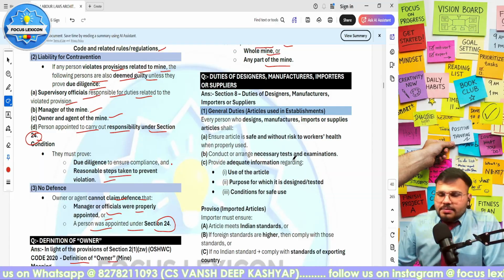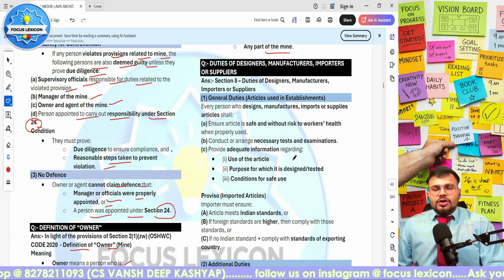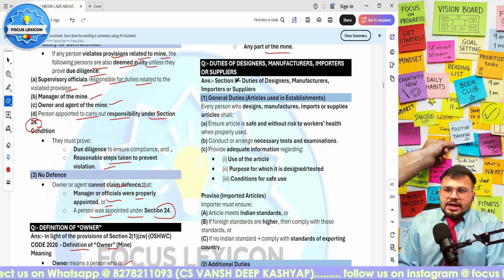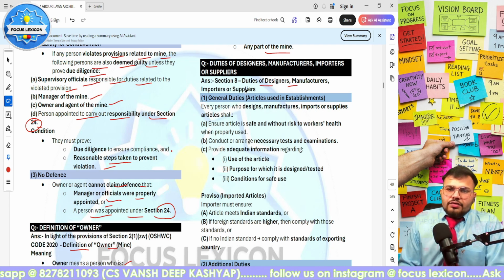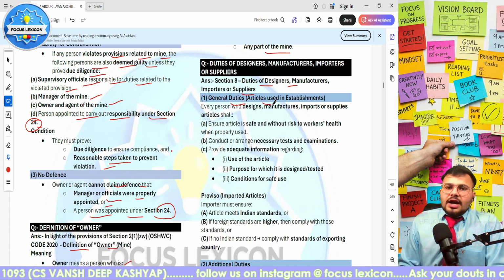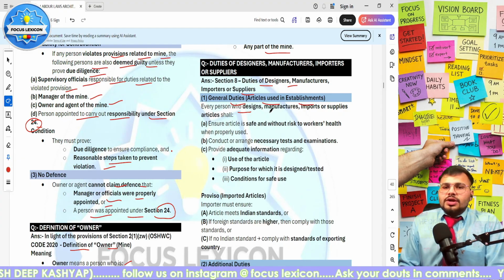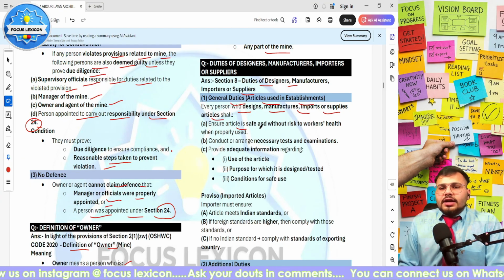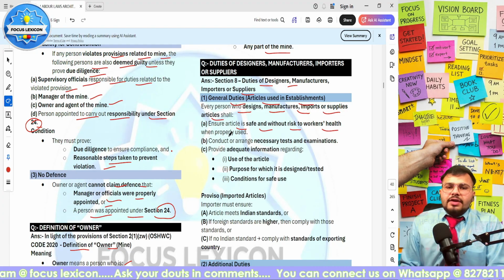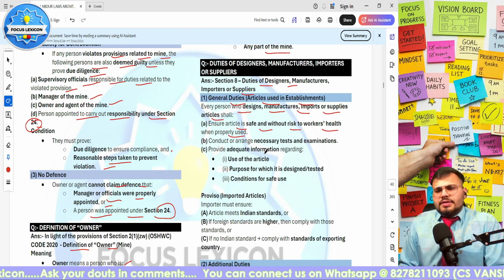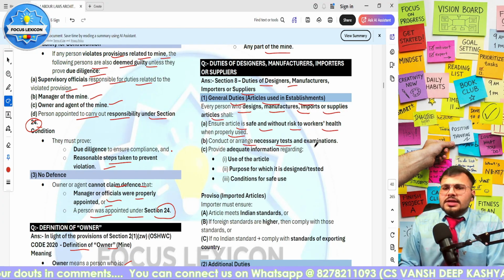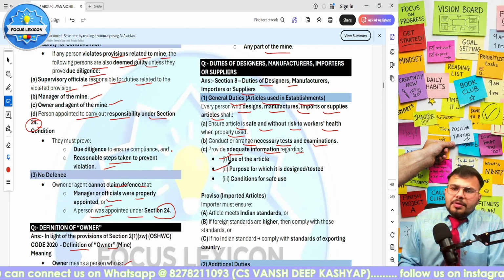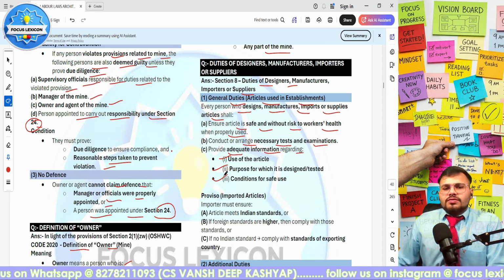Duties of designers, manufacturers, importers, and suppliers. So section 8, duties of designers, manufacturers, importers, or suppliers. General duties, articles used in establishment. Every person who designs, manufactures, imports, or supplies articles shall ensure the article is safe and without risk to workers' health when properly used. This is the very, very general duty. Conduct or arrange necessary tests and examinations. Provide adequate information regarding use of the article, the purpose for which it is designed or tested, and conditions for safe use.